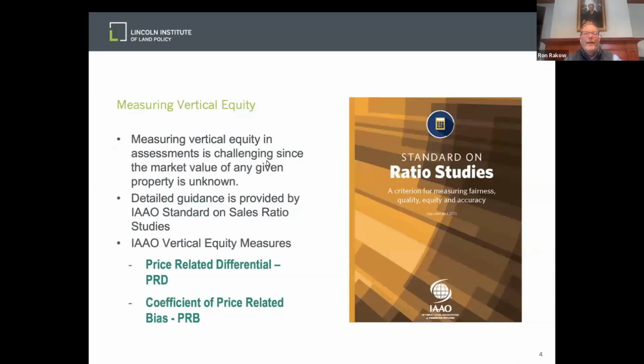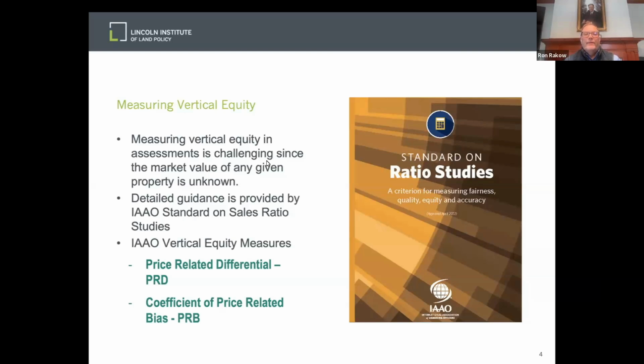So you would think that measuring vertical equity in assessments is relatively straightforward, but it turns out that is not the case. It's particularly challenging because the market value of any given property is unknown. We do have sale price as a proxy for market value, but as we know, sometimes people will overpay for a property. Sometimes there's distress sales where people may get less than the market value. So because of that, it actually makes the measurement of vertical equity a bit of a challenge.